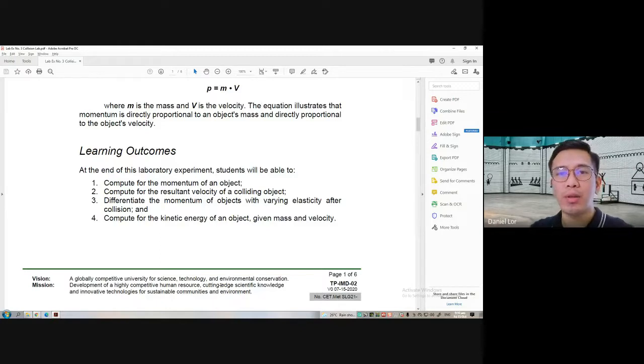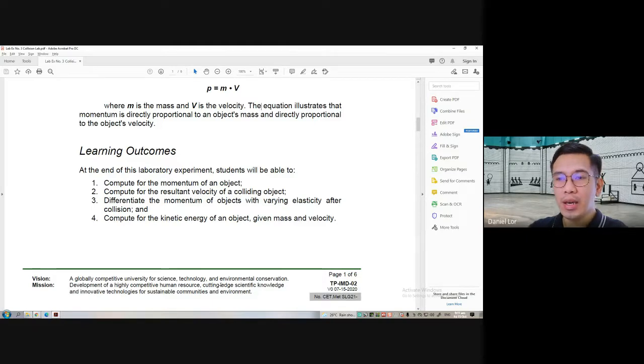For example, if your object is moving at an angle, and we plot the path of the moving object in an x and y coordinate system, and the path creates an angle, we first have to solve for the resultant velocity before we can compute the momentum.